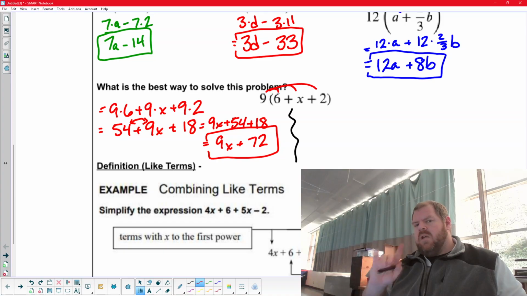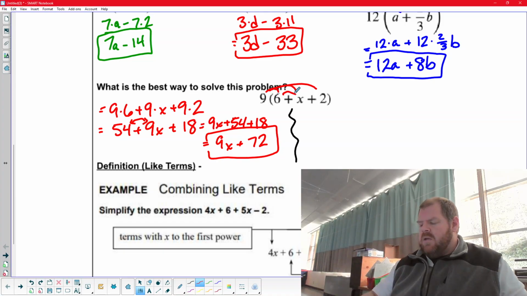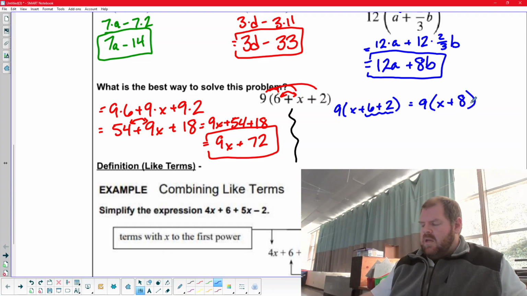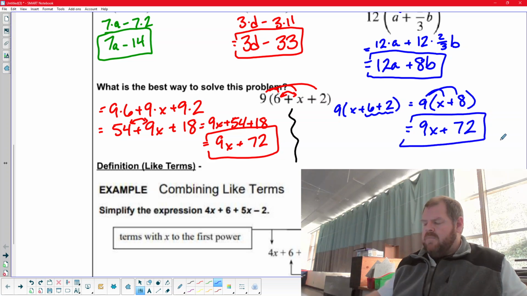Another way would be working inside the parentheses first. Maybe I want to switch these two first and do a little bit of work before I distribute. I will say x plus 6 plus 2. Now I can simplify that. I have a 6 and a 2 here that I could turn into an 8. And then when I distribute, I only have to hand that 9 out to two different terms. 9 times 8 is 72. And I get the same thing.